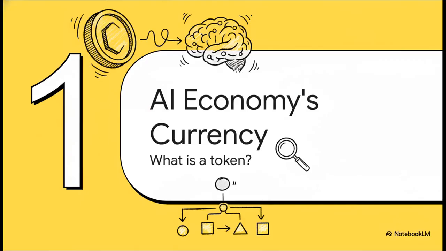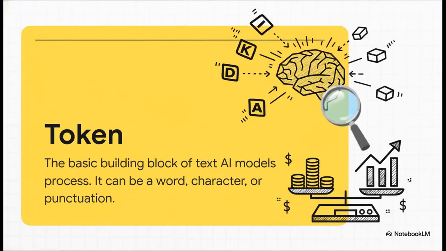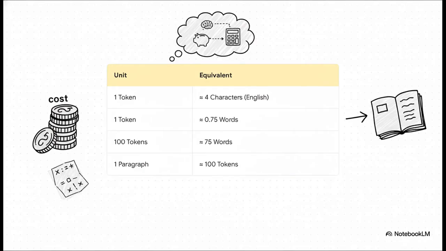All right, section 1. First things first. We have to understand the currency of this AI economy. So what on earth is a token, and why is it the single most important metric you need to be tracking? Think of a token as the Lego brick of language for an AI. It's the smallest piece of text a model works with. Now, it's not always a whole word. It could be a piece of a word, like "ing," or just a comma. But here's the part that really matters to your budget. Every single thing you do with an API, from the question you ask to the answer you get back, is priced per token.